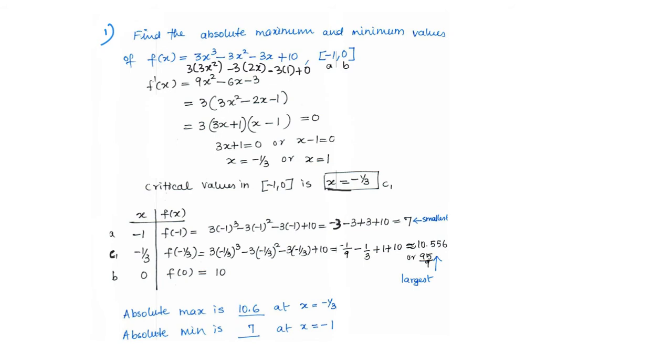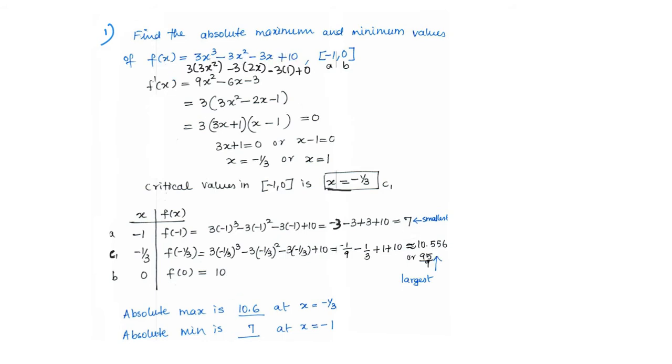Now evaluate this function at this critical point as well as at the endpoints. Then compare these values. Evaluating the function means we are substituting these values into the original function to find the corresponding y value. So replace x with that value and calculate. Then substitute 0 and find f of 0, that is 10.